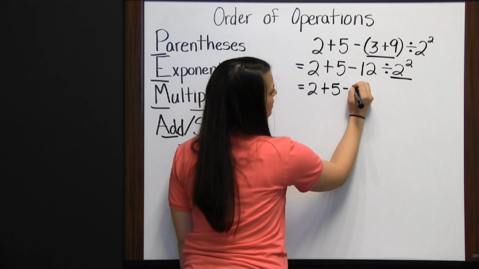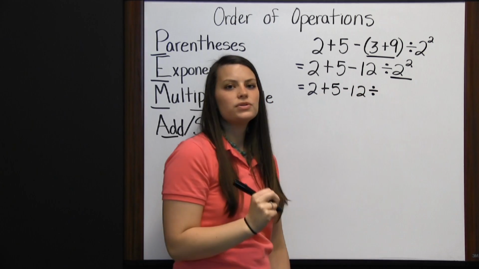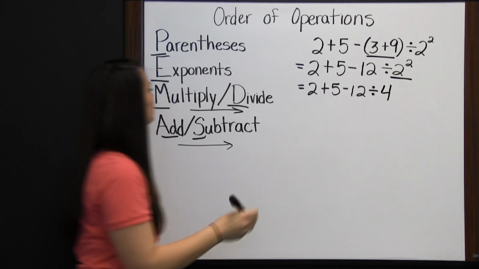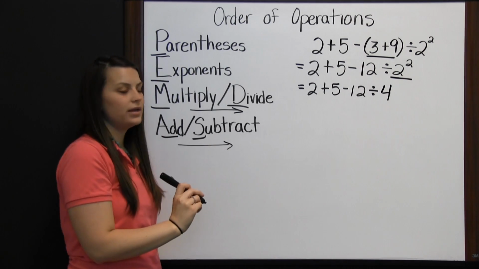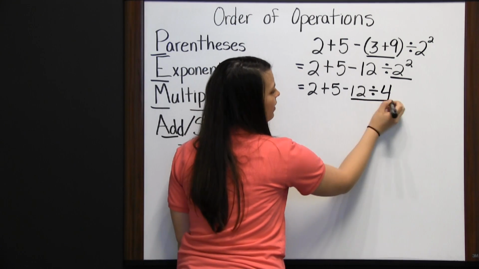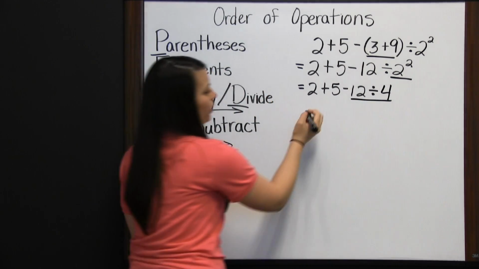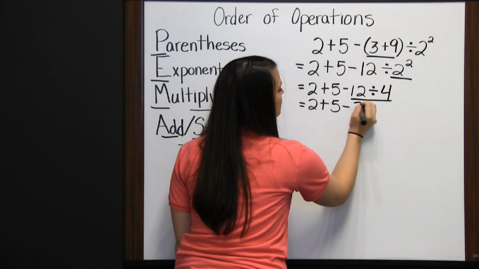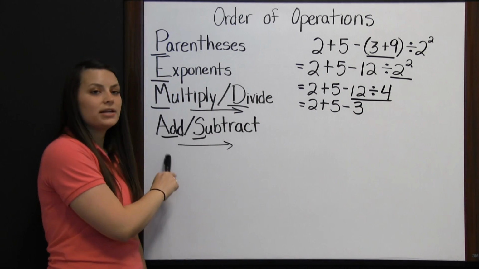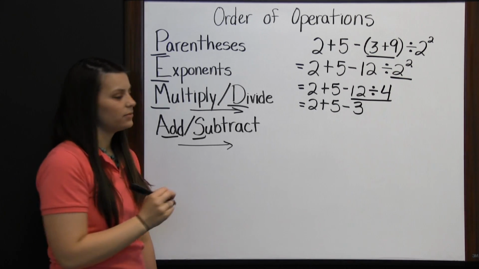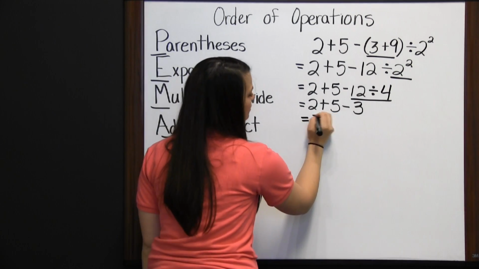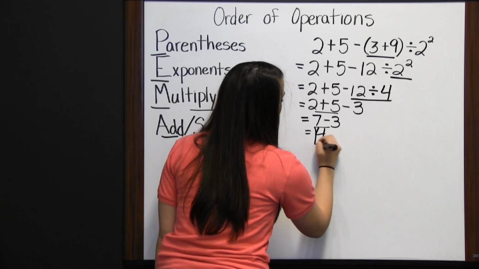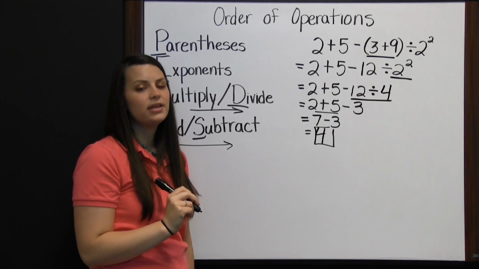2 plus 5 minus 12 divided by 2 squared means 2 times itself 2 times, which is 4. Then we have our multiplication and division from left to right. So as I look from left to right, all I have is this one division operation to perform. So that'll be the next thing we do. 2 plus 5 minus 12 divided by 4 is 3. Finally, we get to our addition and subtraction. Again, these are worked from left to right. So 2 plus 5 is 7. Bring down our minus 3, and 7 minus 3 is 4. So this expression, simplified, would give you 4.